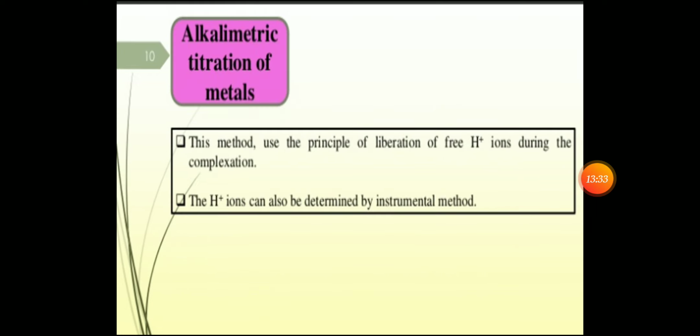Next is the alkalimetric titration. This method is based on the principle of the liberation of free H plus ions during the complexation. यहाँ पे क्या होता है? Free H plus ion liberation होता है. Okay. So H plus ions can also be determined by the instrumental method.